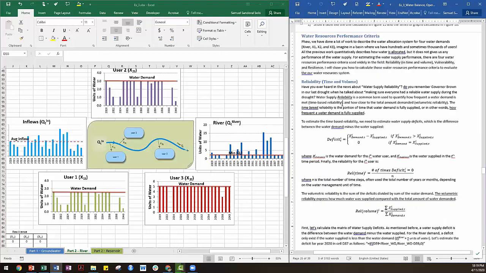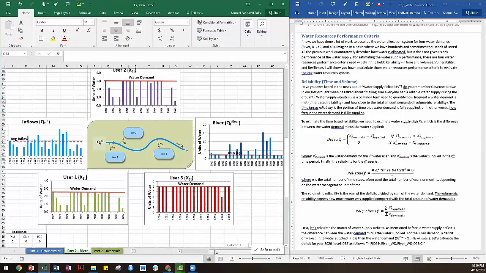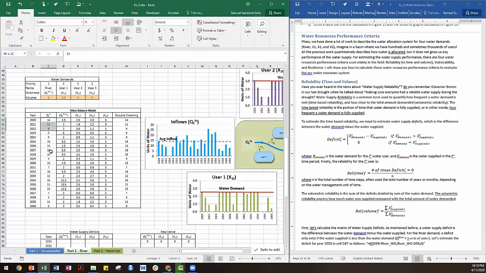So reliability comes in 2 flavors. The first flavor is how often a water demand is fully supplied, so how often in time. That will be, for instance in this case, we know that there are 21 years. So these are the 21 years that we are doing this analysis.